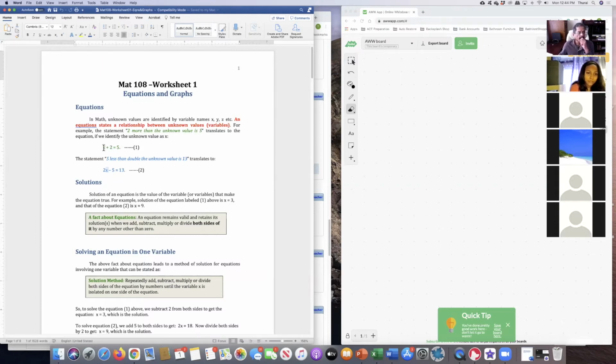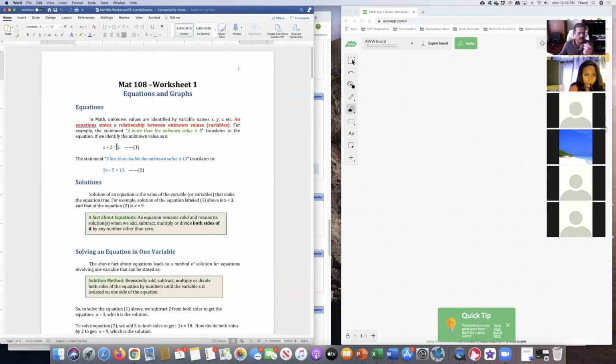So the first equation, what is the solution of this equation? x plus 2 equal to 5. What number plus 2 is 5? Isn't that the question? 3, right. Yeah, 3. So the solution of this equation is 3 because 3 plus 2 is 5. So basically any number that works, makes the equation true, is a solution.